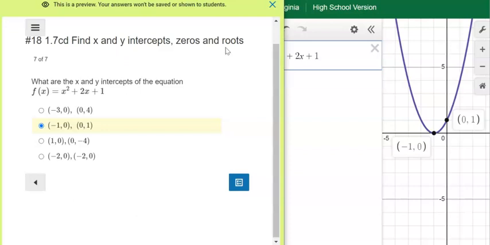X-intercepts, y-intercepts, zeros, roots. And one thing I didn't have in here, but it's solution. So if it's asking you for a solution, you can just graph it and look at the x-intercepts.